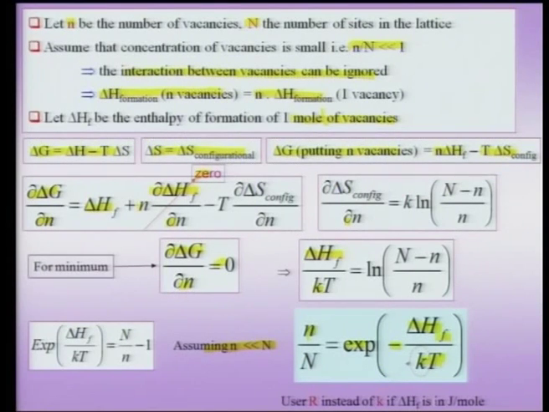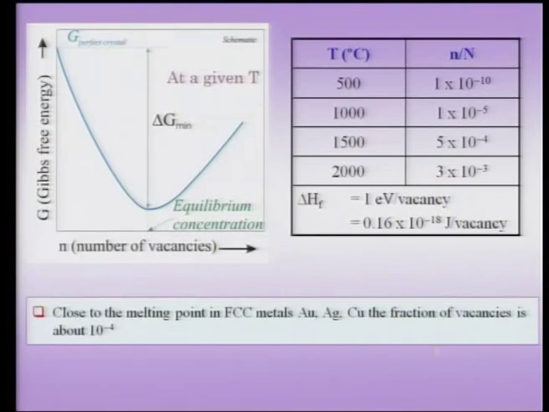Now if delta HF is defined with respect to a single vacancy, then I use k, and if I am talking about a delta HF for the formation of a mole of vacancies, then I use R. I am not changing the temperature here, I am keeping the temperature constant, but what I do is start with 0 vacancies and slowly start introducing vacancies in the crystal. That means I am starting with 0 here, and then there will be 1 vacancy, 2 vacancies, and so forth. I increase the number of vacancies here.